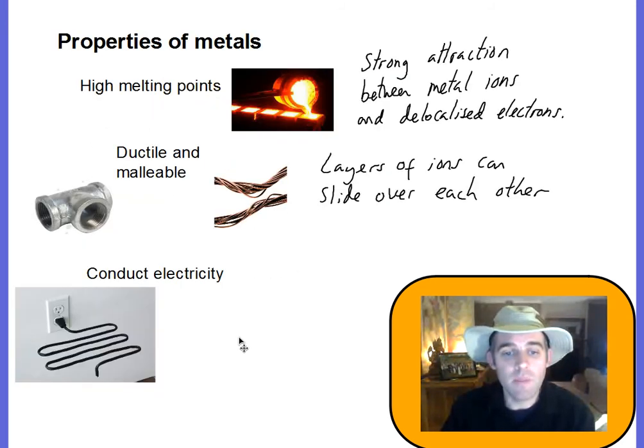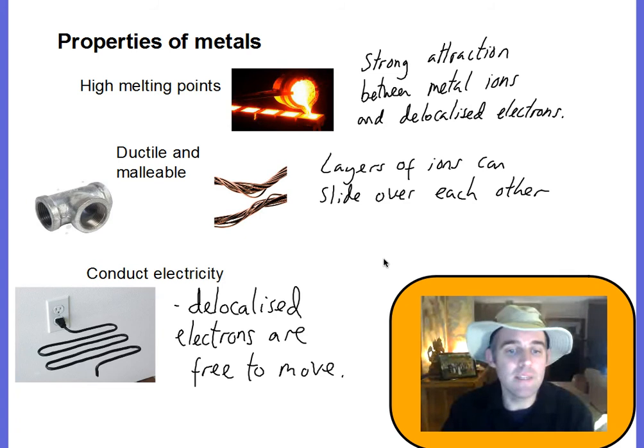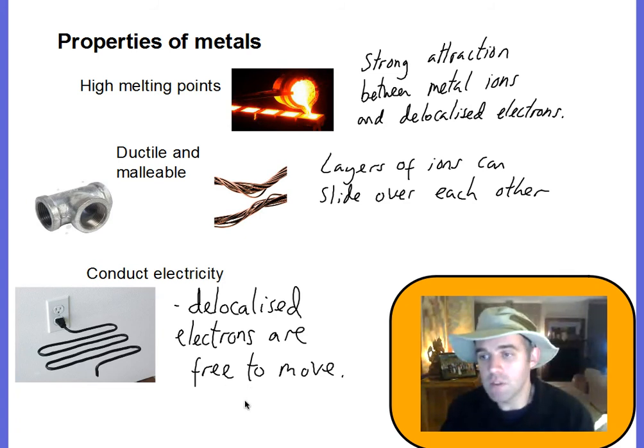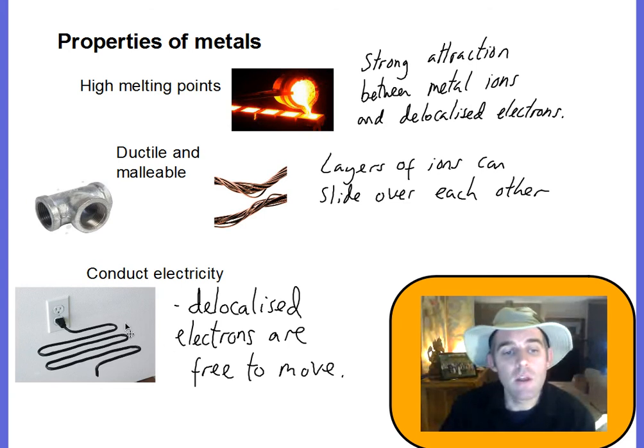And they can conduct electricity, and that's because they've got delocalized electrons, which are free to move. So when a potential difference is applied across a metal, when a voltage is put across it, attached to a battery or something like that, the electrons will move through the wire, through the metal. And they can do that because they're delocalized. They're not attached to just one atom.